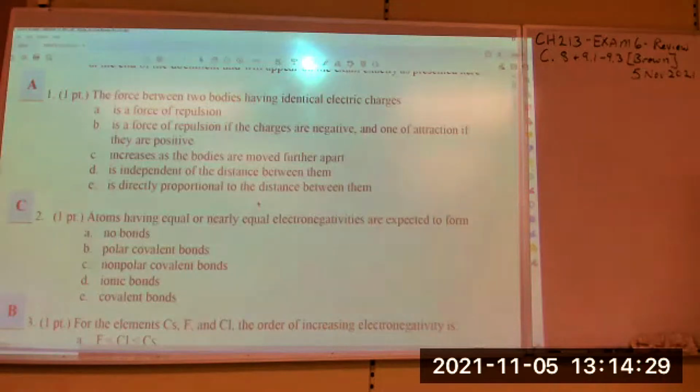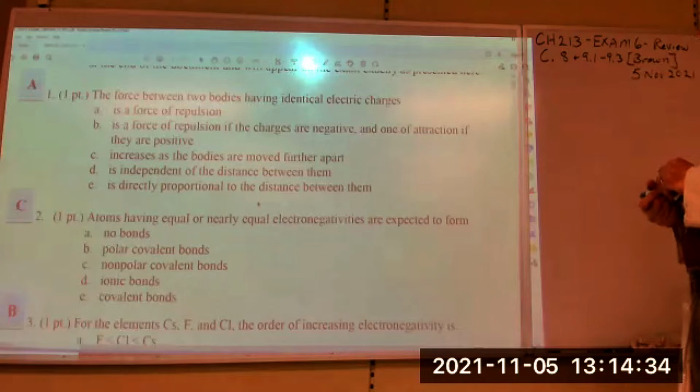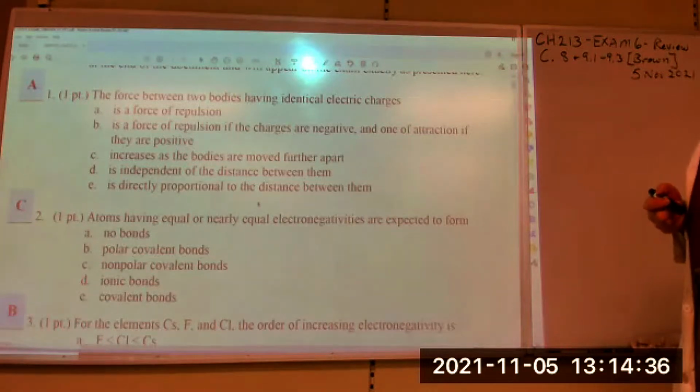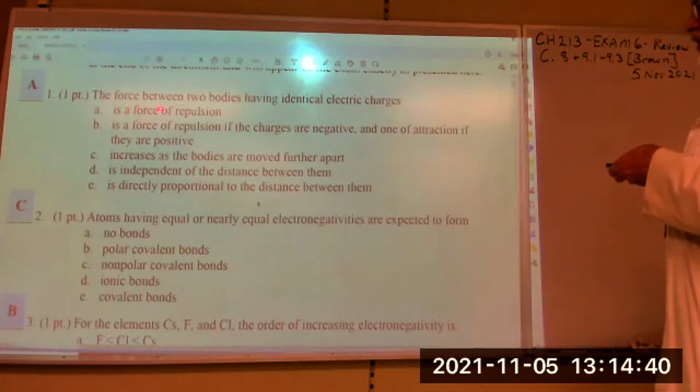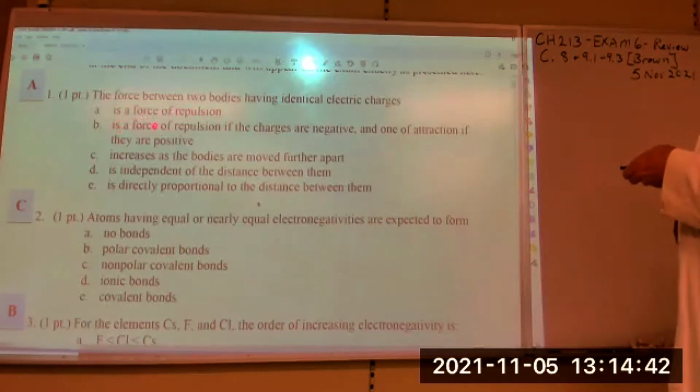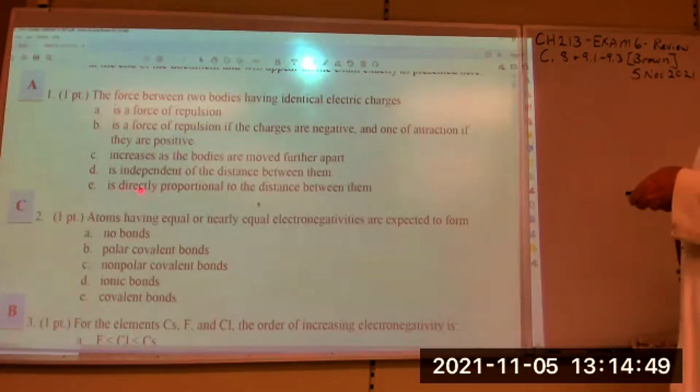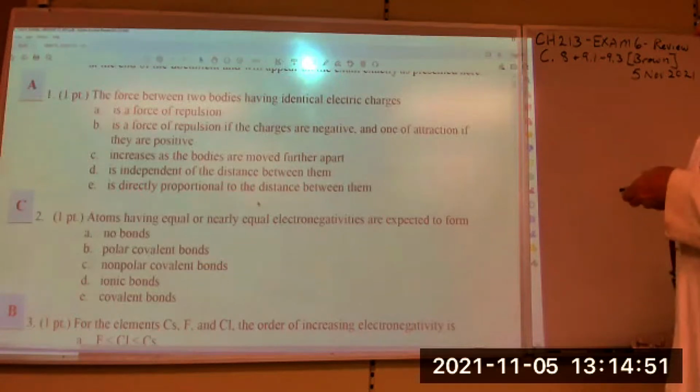Force between two bodies having identical electrical charges. It's going to be what kind of force? It's going to be repulsive, correct? Let's see which one fits. A force of repulsion, yeah, that's true. Force of repulsion if the charges are negative, no. We found our answer. Directly proportional to the distance between them.